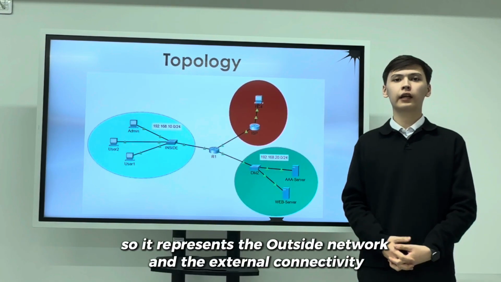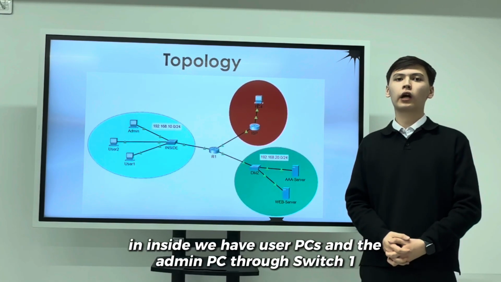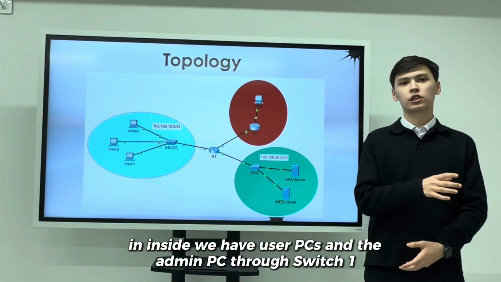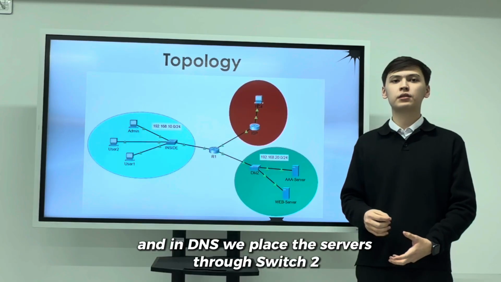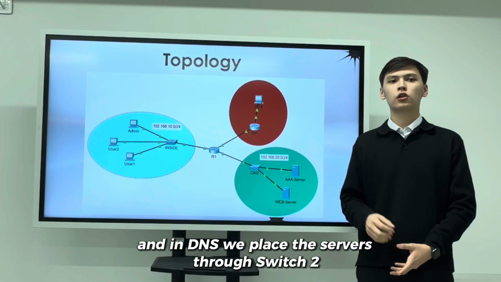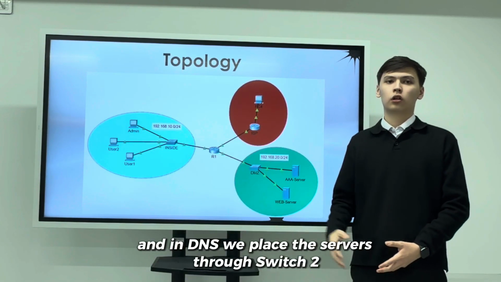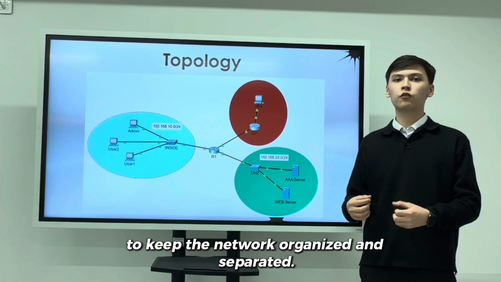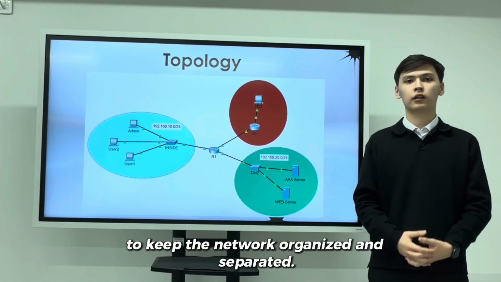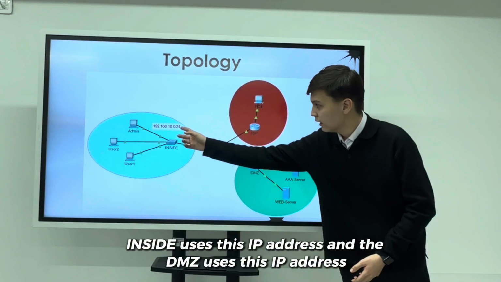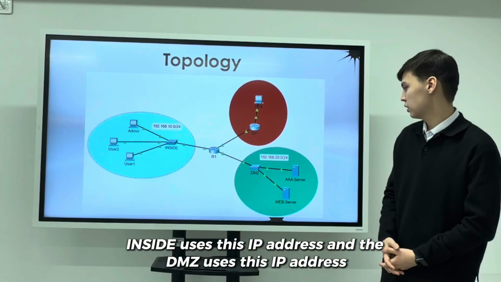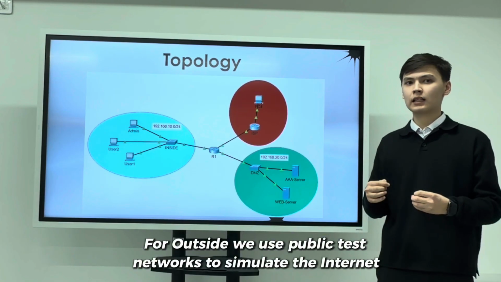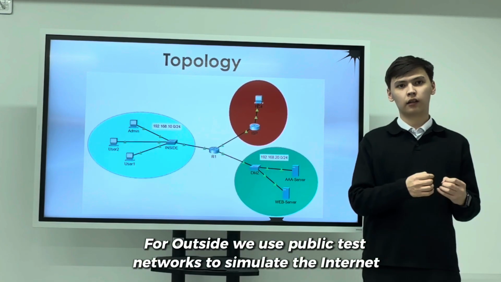And for the external connectivity, inside we have user PCs and the admin PC through switch 1, and in the DMZ, we place the servers through switch 2. We use different subnets for each zone to keep the network organized and separated. Inside uses this IP address and the DMZ uses this IP address. For outside, we use a public test network to simulate the internet.